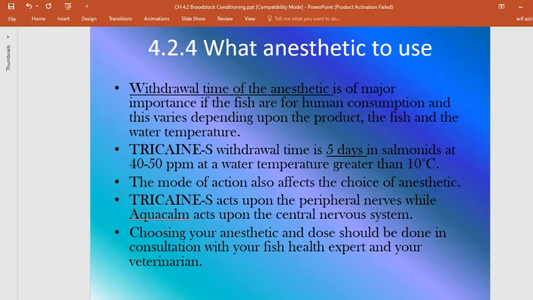So each type of anesthetic dia ada function dia sendiri, right? Like tricaine works on the peripheral nerves, while Aquacalm is on the central nervous system. Selain itu, withdrawal time dia juga berbeza. For example, for tricaine it is about 5 days.